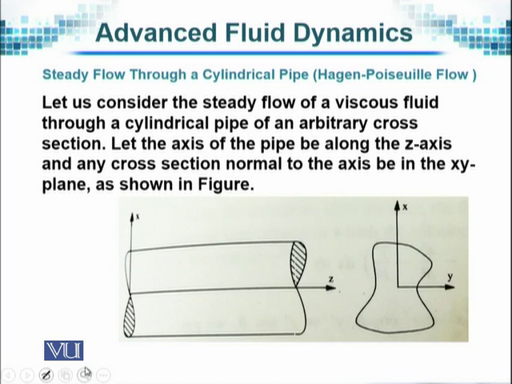And if we consider the steady flow of a viscous fluid, so remember it's a steady flow, the fluid is viscous, and the geometry is cylindrical. So a cylindrical pipe and arbitrary cross section. So this cross section is arbitrary. And let the axis of the pipe be along the z-axis as it has been shown in our diagram. And then any cross section that is normal to the axis, let that be in the xy plane.